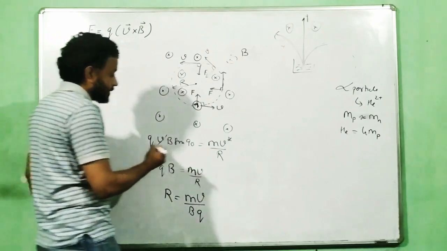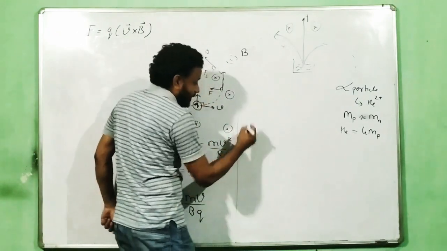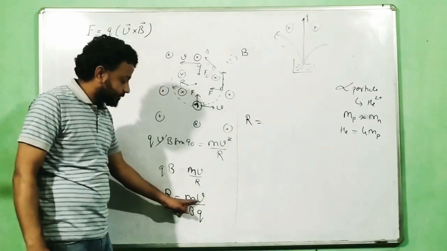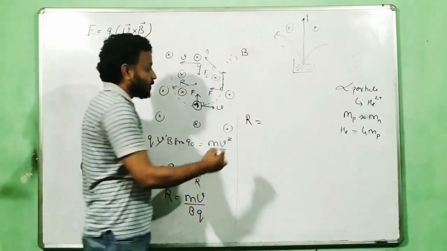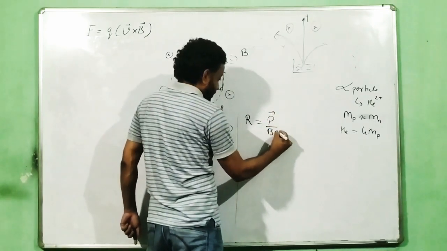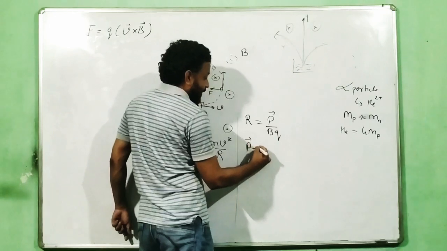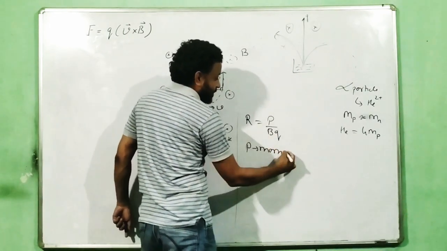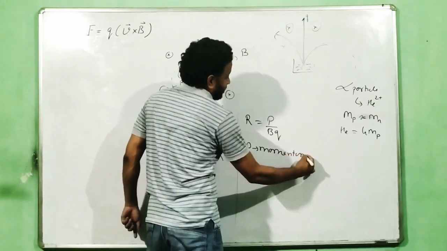Now what else? Can you see mass times velocity over here? Mass times velocity is nothing but momentum, where P is momentum. No need to put the vector sign, leave it. Where P is called momentum.